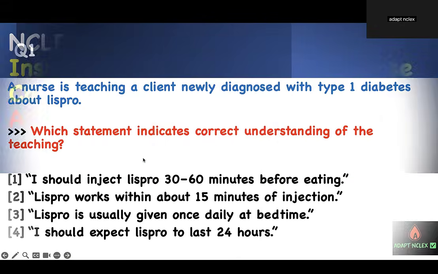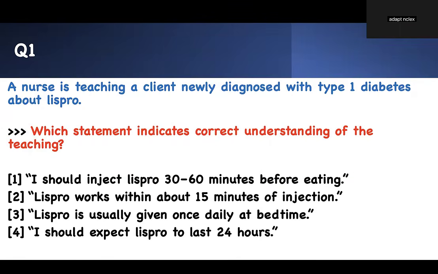First question: a nurse is teaching a client newly diagnosed with type 1 diabetes about Lispro. Which statement indicates correct understanding of the teaching? What do you need to know? The buzzword in the question is Lispro. What is Lispro? That's all you need to know. That's test-taking strategy. How do you answer the question?